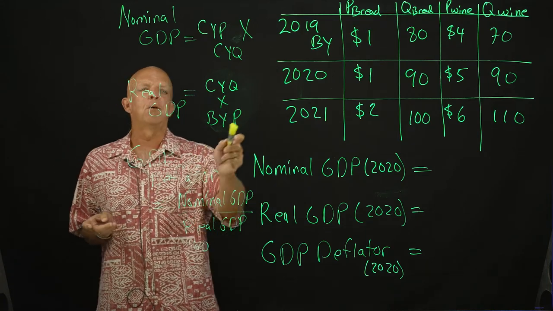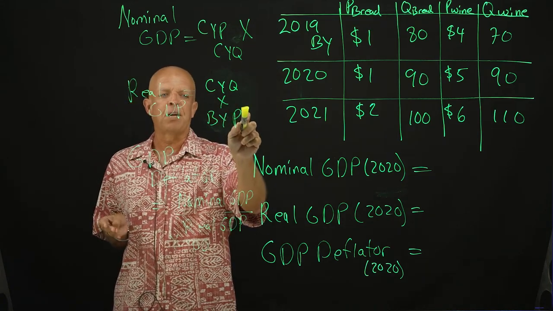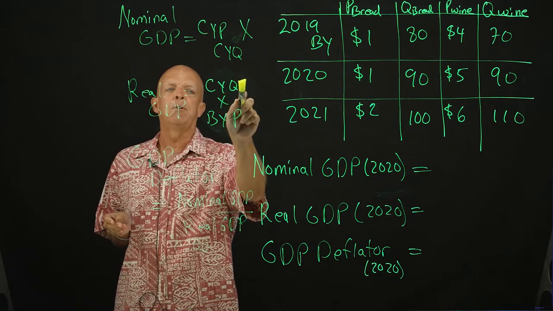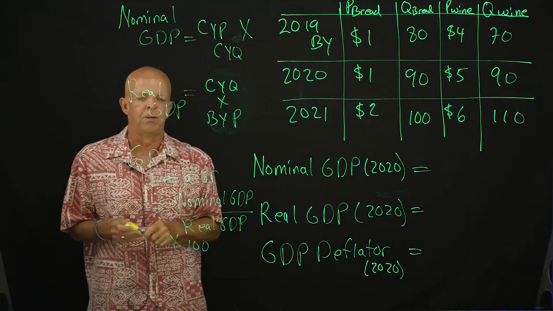In that way, we're able to still take the market value, which is price times quantity, but hold this constant. So in reality, we're only looking at the change in the quantity.